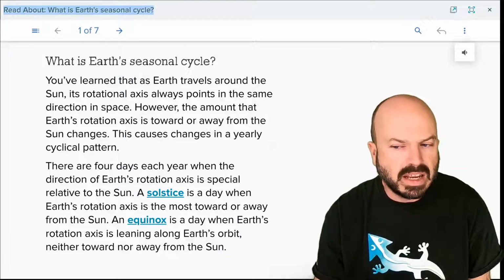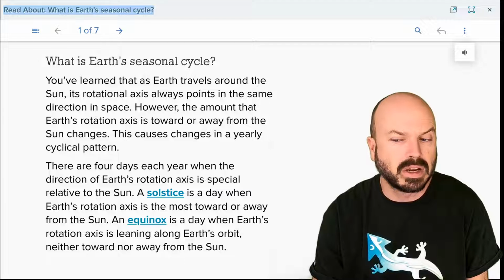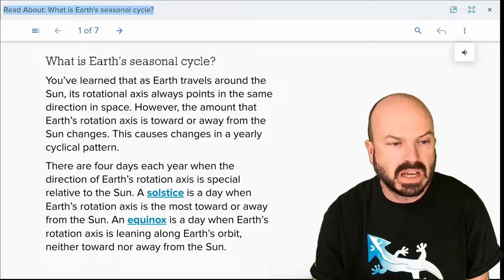When you read The Great Gatsby, Gatsby says that he always wishes that he had thrown a solstice party. So now you'll know what that is.